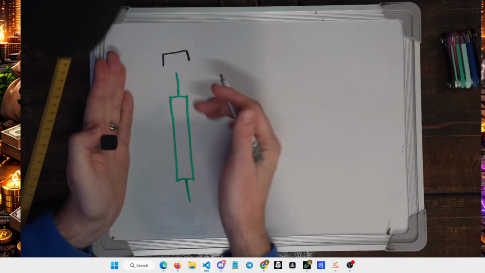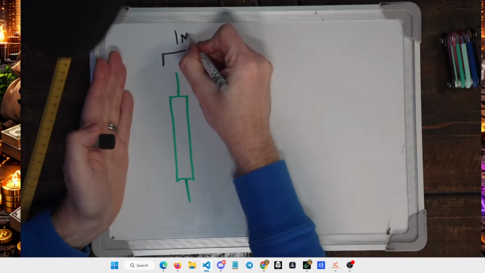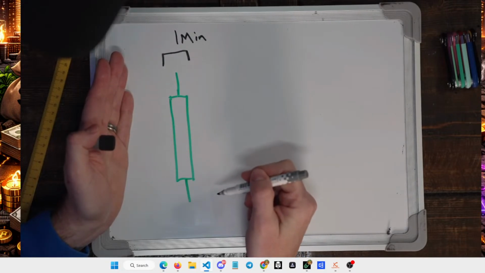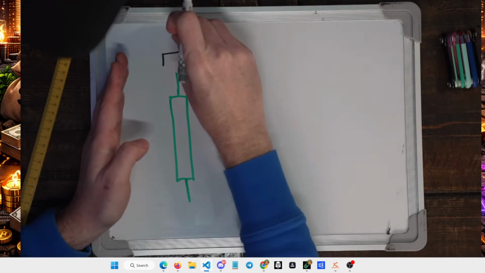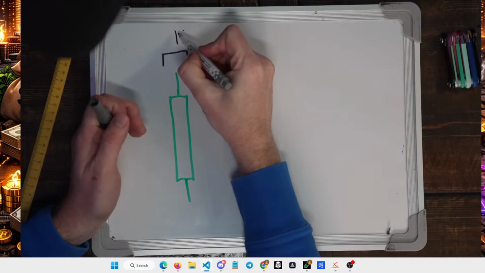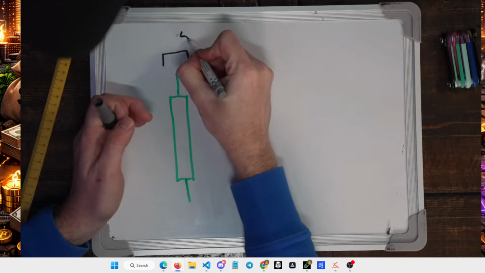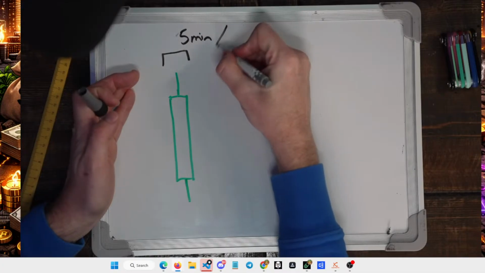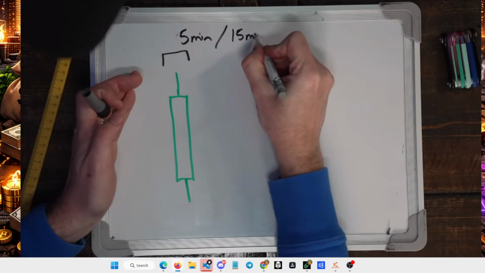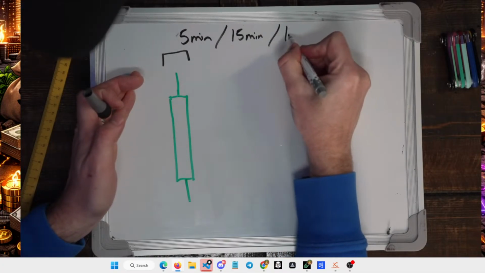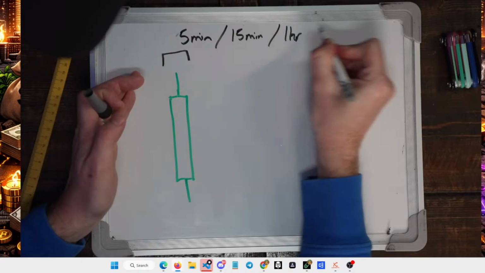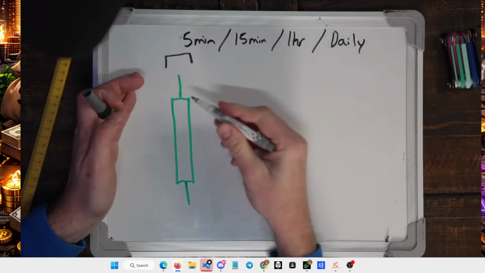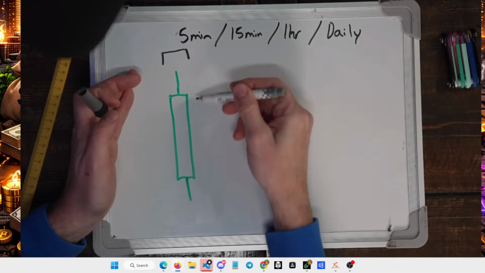Most day traders are using 1-minute candles, where every individual candle is 1 minute of time. But swing traders are often using 5-minute candles. We'll just change that. They're using 5-minute candles, where each candle represents 5 minutes of time. Some use 15-minute candles. Some use hourly candles, so a 1 hour or a 60-minute. Others use daily charts, where each individual candle represents 1 full day of price action.